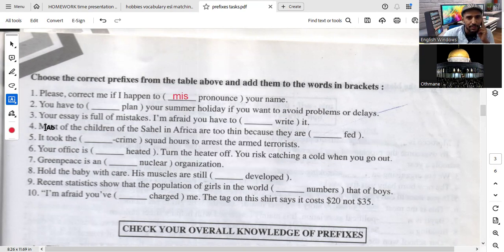Well, let's move to number 2. You have to plan your summer holiday if you want to avoid problems or delays. Problems or delays. I mean, problem, what is that? We say plan. You say pro-plan?